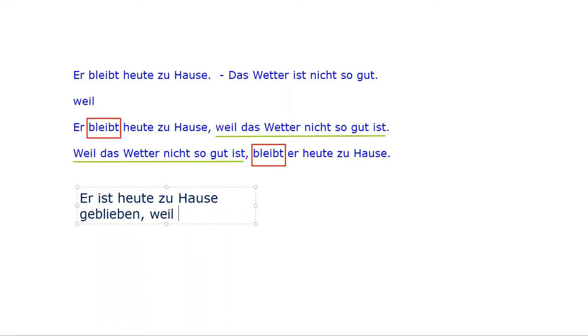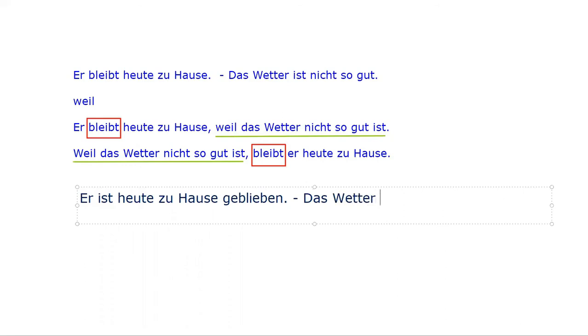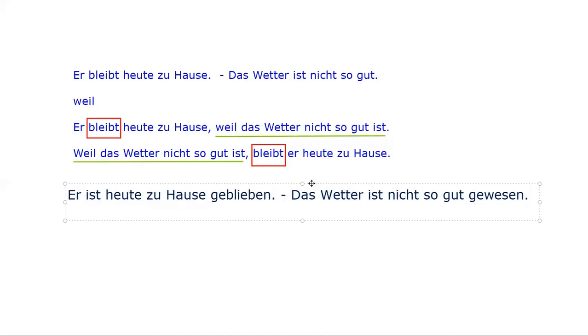Anyway, ist heute zu Hause geblieben, Komma, weil das... oh yeah, hang on, I'm going to do it in the two sentences as well. So, ist heute zu Hause geblieben, das Wetter ist nicht gut, nicht so gut, we had so gut gewesen. I'm using so gut gewesen because I want to really show you how it works with the tense. I don't know why it's bigger than this, but never mind, you can see it better.